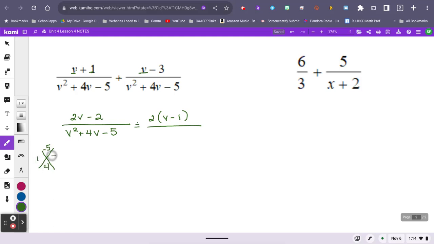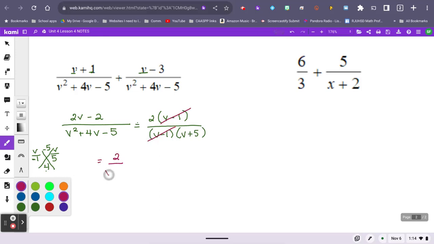I know the only way it could be 1 and 5. I have to have a negative, and it's going to be 1. The bottom number is always going to be the same as the biggest number. So we have that. Put v on top and read it from top to bottom. We can cross off, and our answer is going to be just 2 over v plus 5.